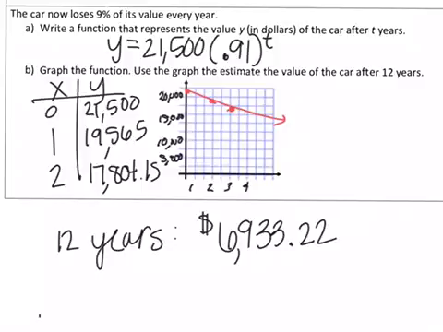All right, this is what your answer should look like. Now, your graph might be more condensed than mine. I kind of spread it out this time, but make sure your numbers are correct. And then after 12 years, I saw that the car was going to be worth $6,933.22.